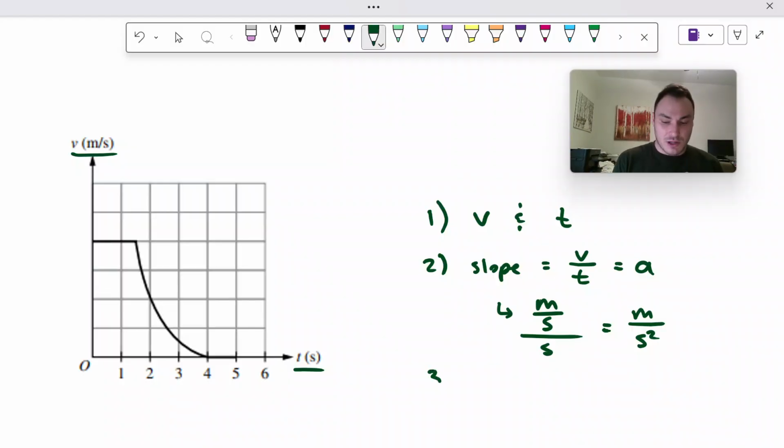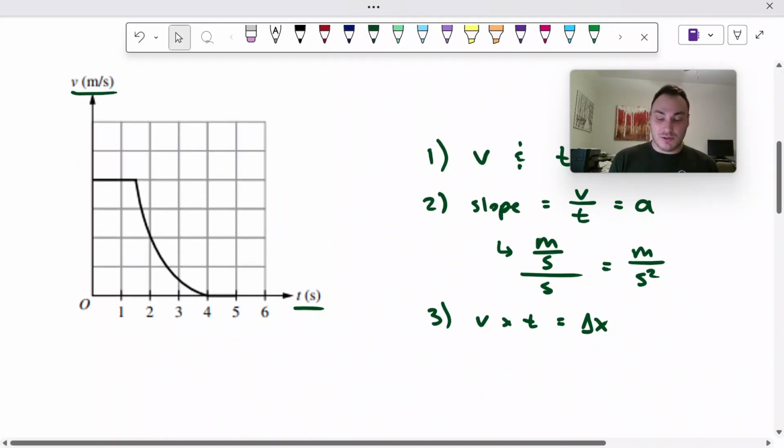Last one, let's look at the area under the curve. What can the area under the curve tell us? So the area under the curve will be doing velocity times time. Hey, velocity times time is just your displacement. You can get displacement or position by taking the area under the curve of a velocity versus time graph.